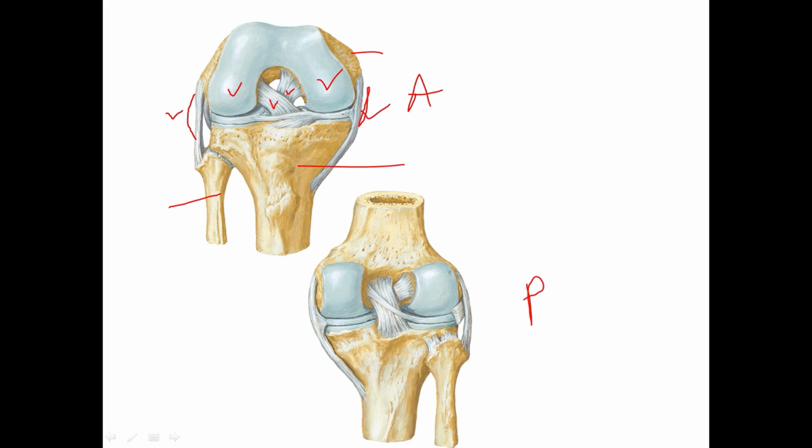We can also see here the meniscus, medial and lateral meniscus. They are the cushion for the knee joint formed by the fibrocartilage. When we see it posteriorly, we are having here this one as it is attaching with the meniscus. We call that the posterior meniscofemoral ligament.